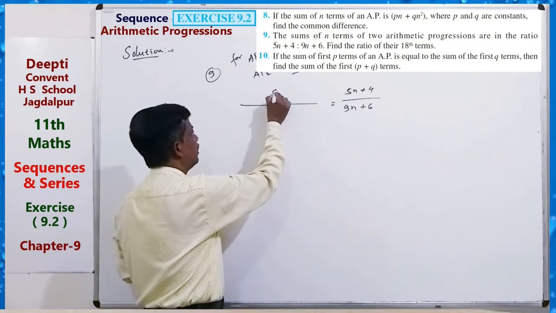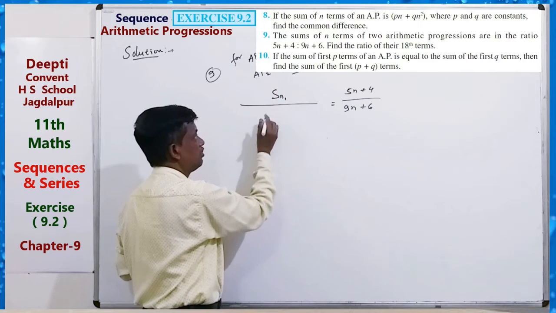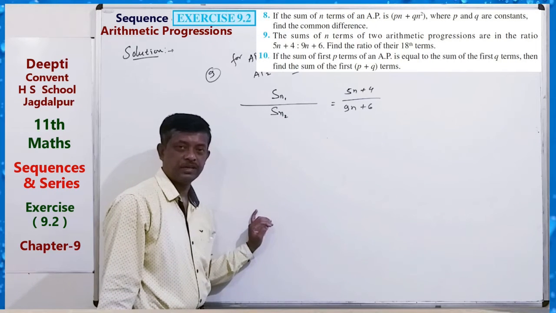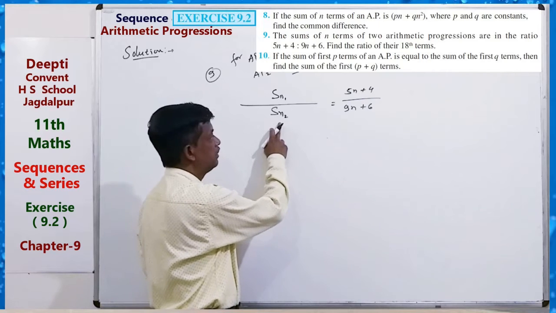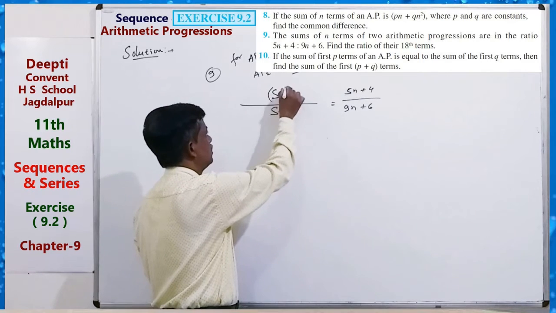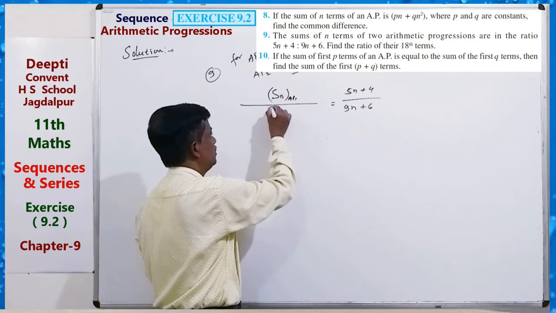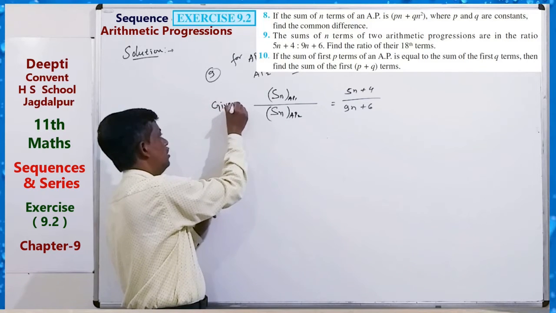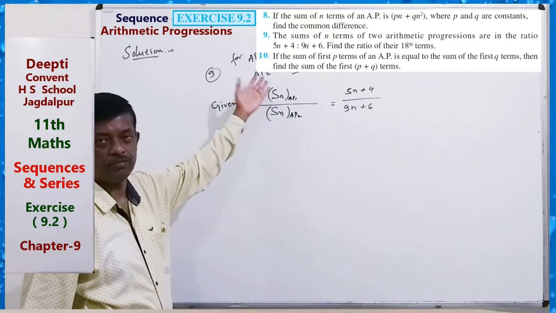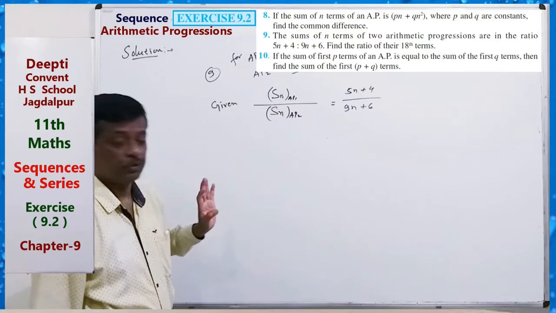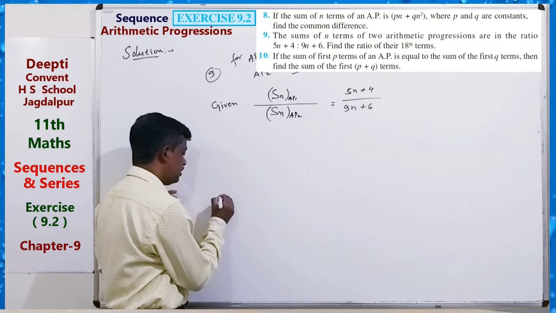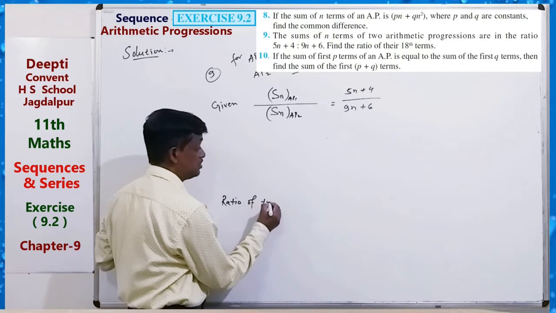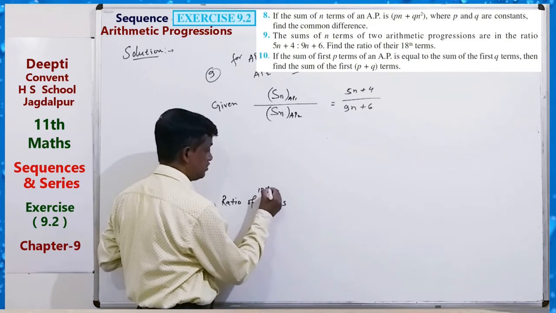So Sn1 for the first AP, Sn2 for the second AP. Clear? This is the first AP and this is the second AP. This is given: the ratio of sums is this. We have to find the ratio of the 18th terms.